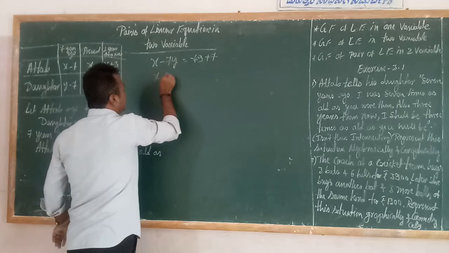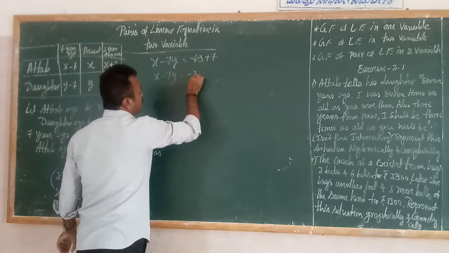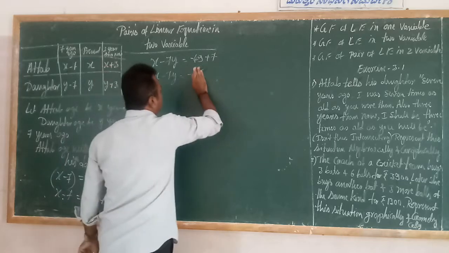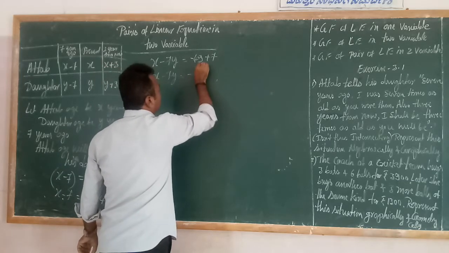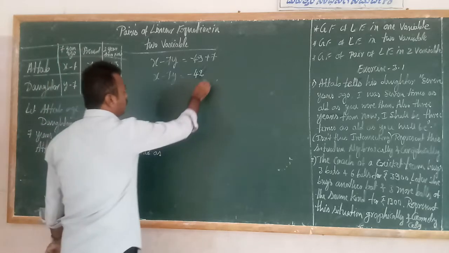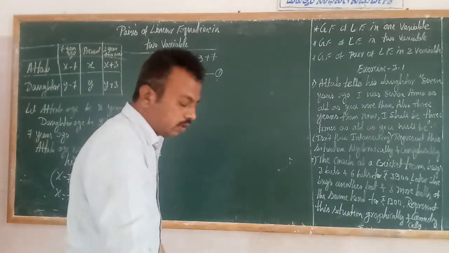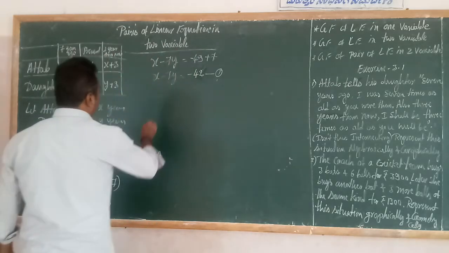Therefore x minus 7y is equal to minus 49 plus 7, it becomes minus 42. So this is quadratic, I mean linear equation number 1. Okay. Next one, equation number 2.